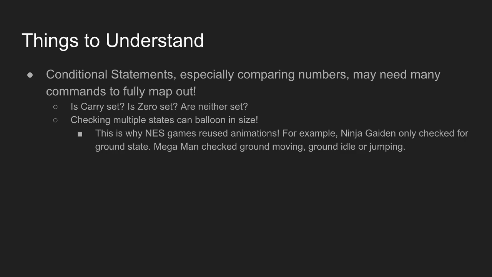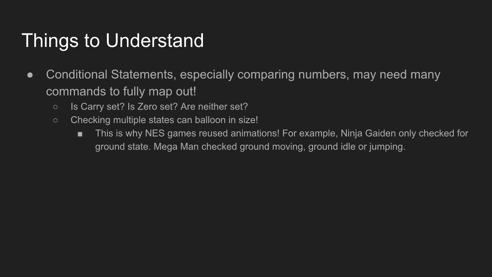There have been a number of people that have asked about conditional statements, and since we're just getting into code now, conditional statements, especially comparing numbers, that's implicit. Conditional statements, the more you need to check for, the more of them you're going to need, and it leads to a lot of rapidly inflating code. That's part of the reason why NES games reused so many animations.